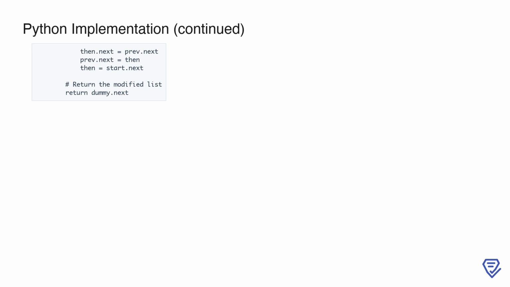After the loop completes, we return the modified list starting from dummy.next, which points to the new head of the list. This approach ensures that we handle all edge cases, including reversing at the head or tail of the list, in a clean and efficient manner.